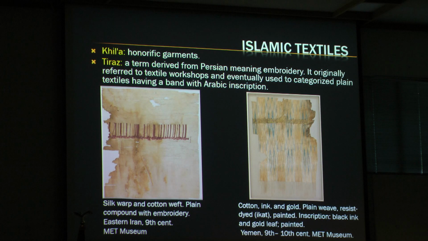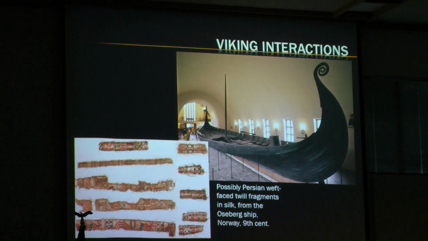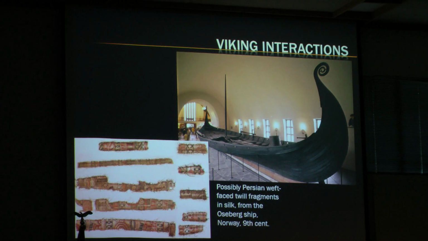So as we have seen, the Silk Road was not a continuous and straight road from China to the Mediterranean, but a network of roads that touched also Japan as well as North European areas. Arabs and Persians had contacts also with the Vikings. So small fragments of weft-faced compound, possibly from Persia, were discovered in the famous funerary ship in Oseberg, Norway.